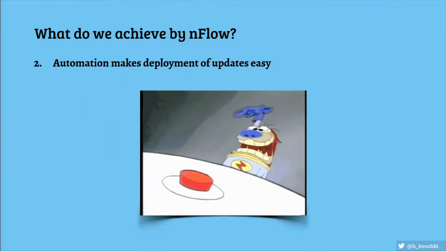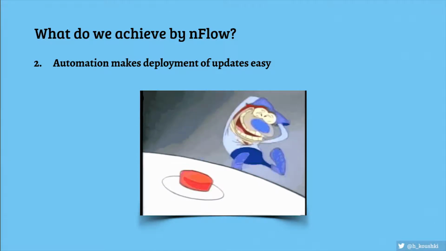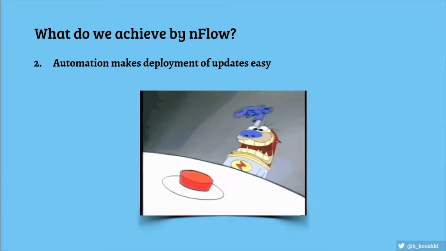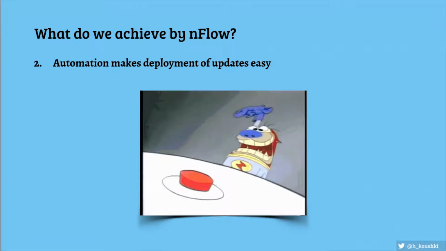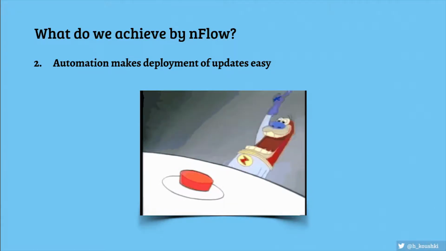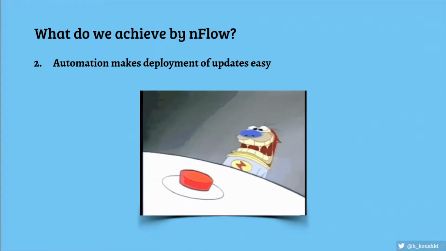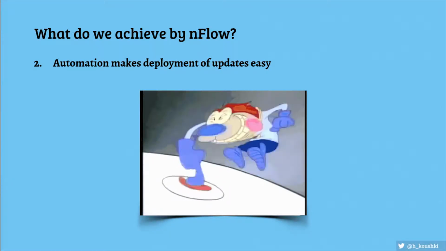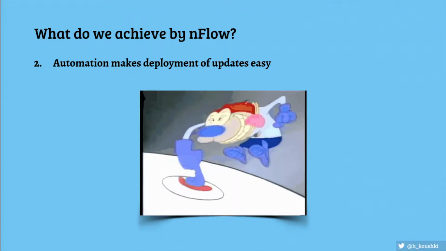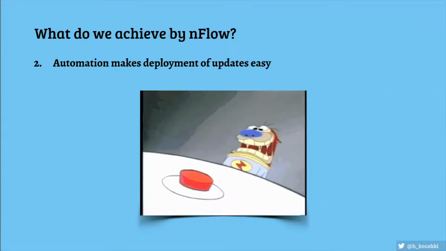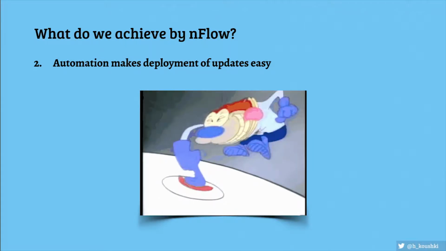The next thing is automation makes deployment for updates easy. So it's really like this picture. You just need to push a button, and that's it. And everything goes to production. Of course, if you have automation for deployment, then it really reduces the risk, and it really reduces the stress of deploying. And of course, it's really nice for managers and product owners.